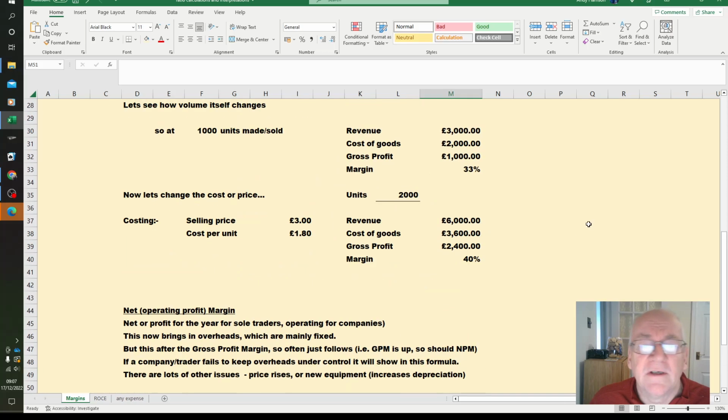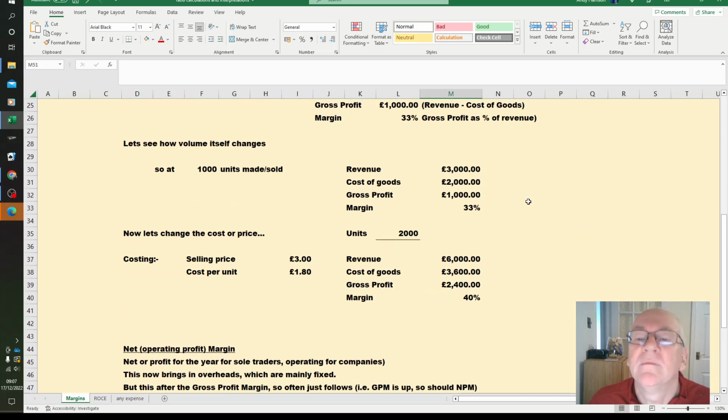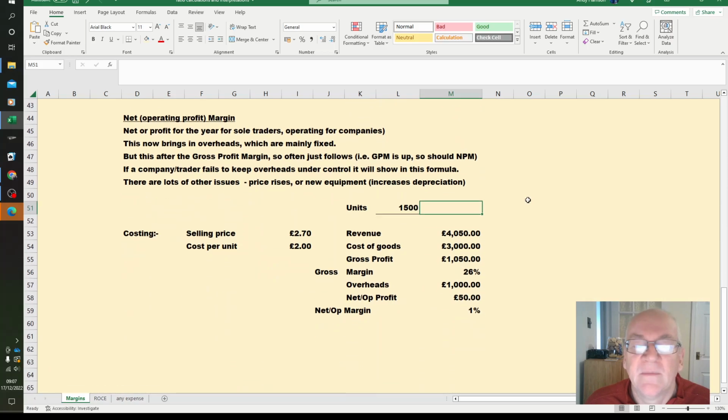So those are the margins, so nothing to do with volume. In practical terms, yes, it may give you an economy of scale. This one reflects the volume more because of the fixed nature or semi-variable nature of most of our overheads.